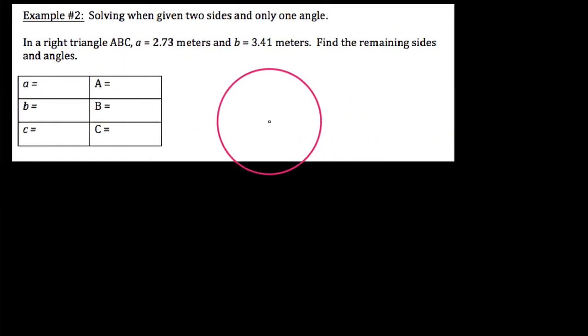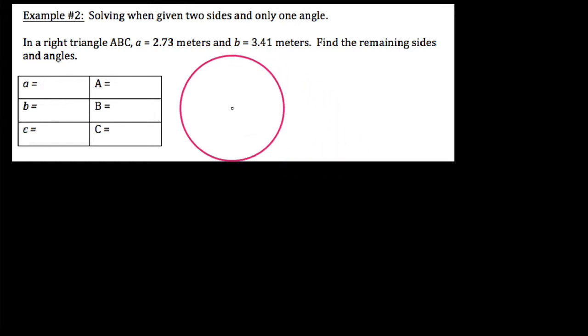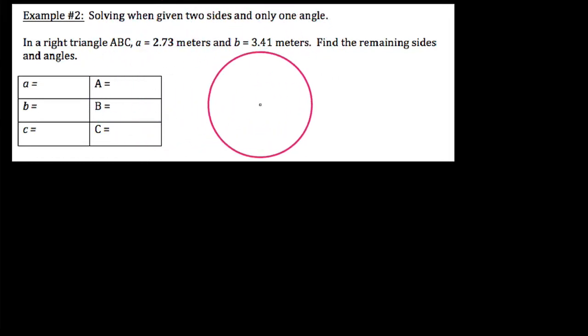This is going to be a quicker example of solving right triangles, and of course remember we mean finding all side lengths and all angle measurements when we talk about solving any triangle. But in this case we have a right triangle ABC, and we've been given a couple of side lengths here. We know that a is 2.73 meters and b is 3.41 meters. We want to find the remaining sides and angles.